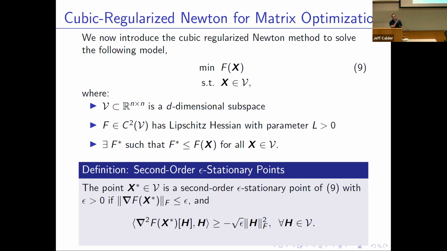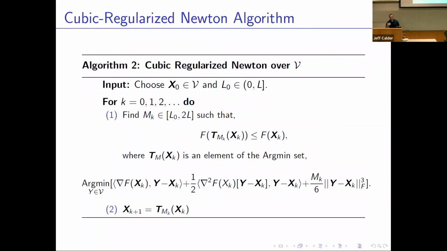So the norm needs to be less than epsilon, and I want my second order directional derivative to be bounded properly below. So as epsilon goes to 0, this comes out to be the second order necessary conditions for our problem. The algorithm in the matrix setting is very much the same. It doesn't look any different. And in our paper, we present a different type of convergence analysis that's very much just extending what Nesterov and Polyak did, without running into some different terminology that's used in other papers.